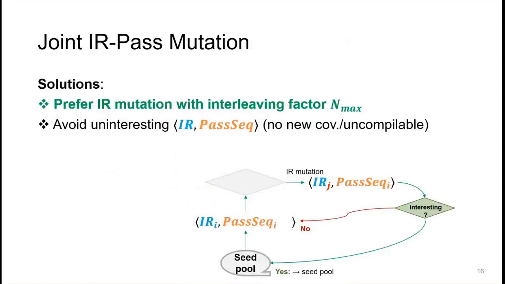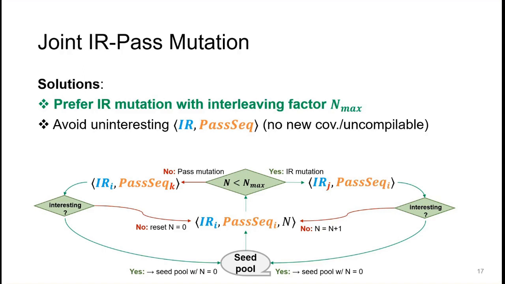To address these challenges, our proposal is to leverage an interleaving factor called n_max to control the frequency between IR mutation and pass mutation. Notably, we prefer IR mutation over pass mutation because the search space of IR structures is often larger than that of the pass orders.